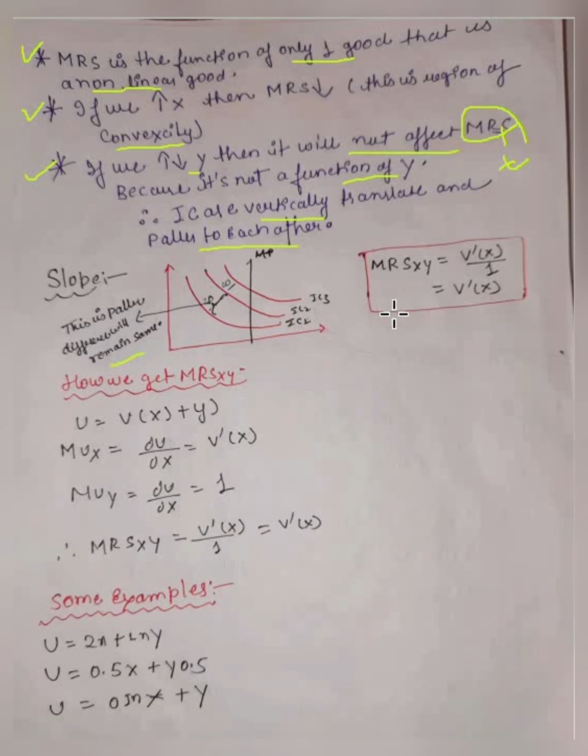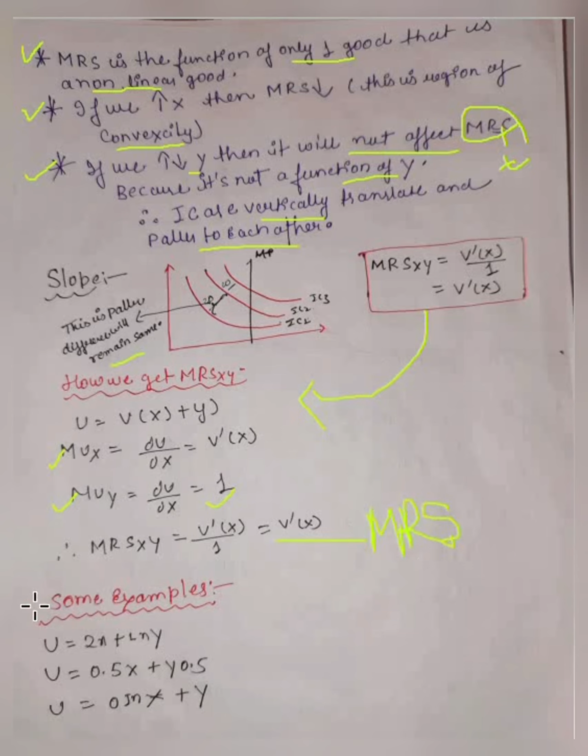So here we see what the MRS is: v dash x divided by 1, which results in v dash x. Now let's see how we get this value. We have taken our utility function u equal to v x plus y, where v x is a non-linear function and y is a linear function. First we differentiate for MUX, and we get du by dx equal to v dash x. Then we differentiate for MUY, and we get du by dy, which results in 1. Therefore the MRS results in v dash x by 1, that is v dash x. So MRS will be v dash x.